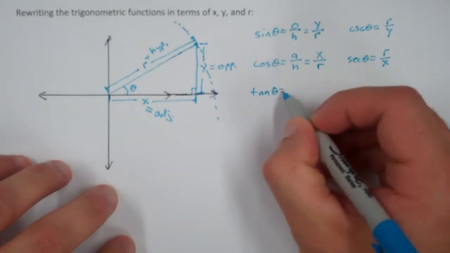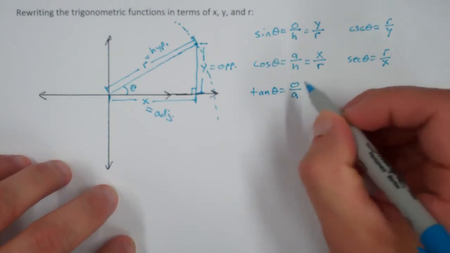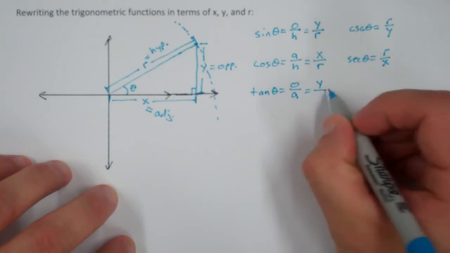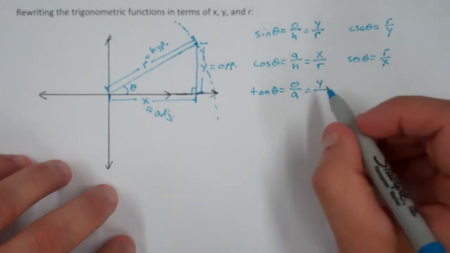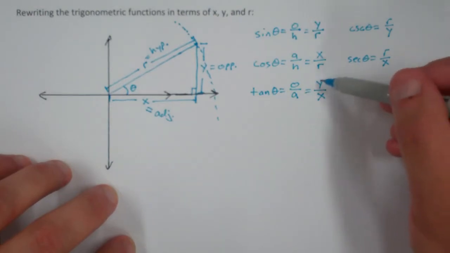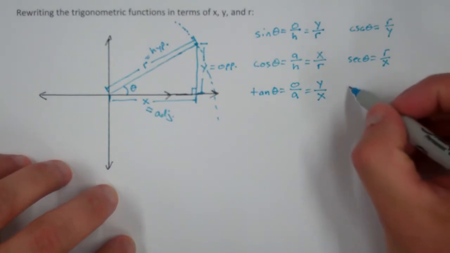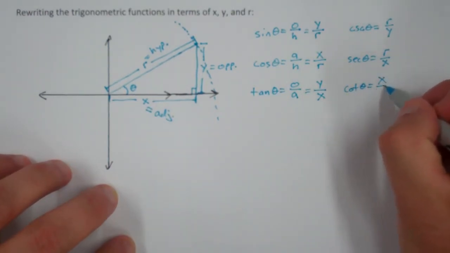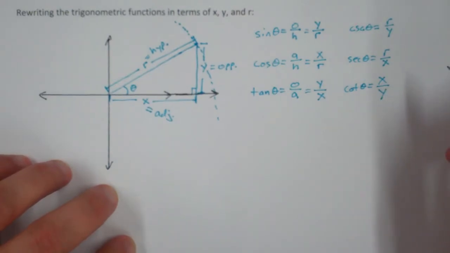The tangent, opposite over adjacent, opposite is y, and the adjacent side is x. Hopefully this looks familiar to you. This is also slope. Cotangent of theta is just the reciprocal here, or x over y.